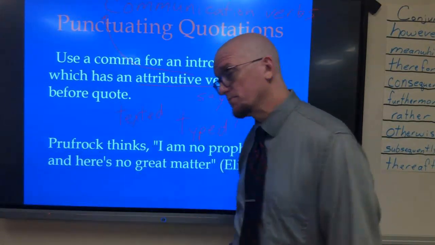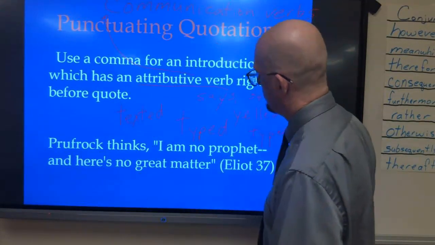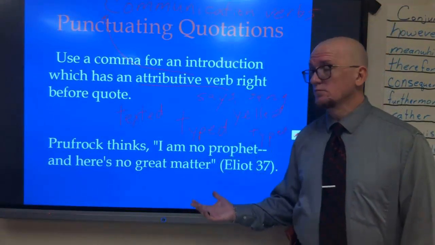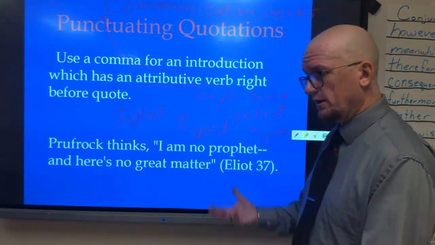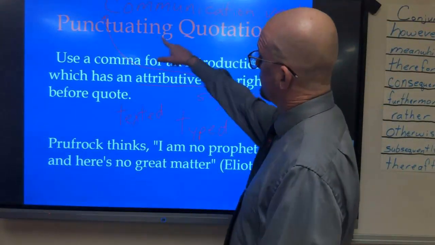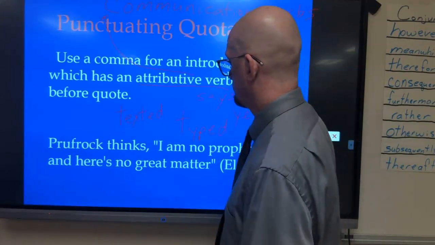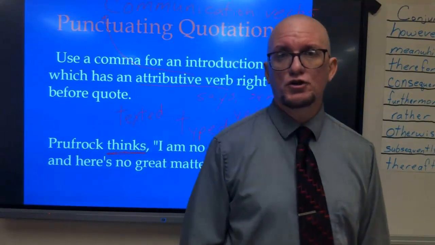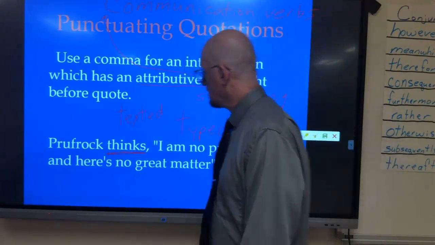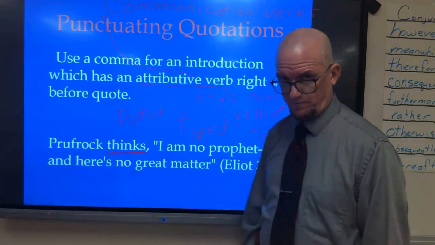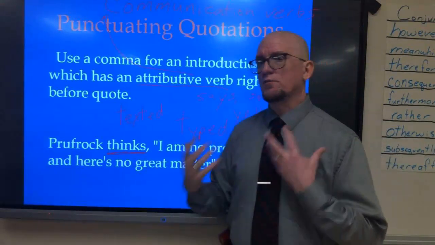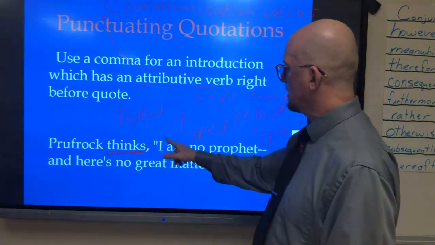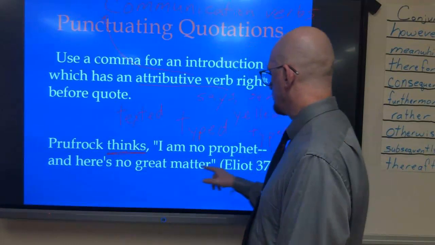Or, "I will text you." That has become a verb in our modern language. These are all verbs of communication. They indicate that someone is communicating, and that attributive verb is saying who's communicating. Thinks, we're going to throw in there with communication verbs. Who is thinking? Prufrock. So that's the attribution. But it's still in the form of dialogue. Prufrock thinks, comma, "I am no prophet, and here is no great matter."